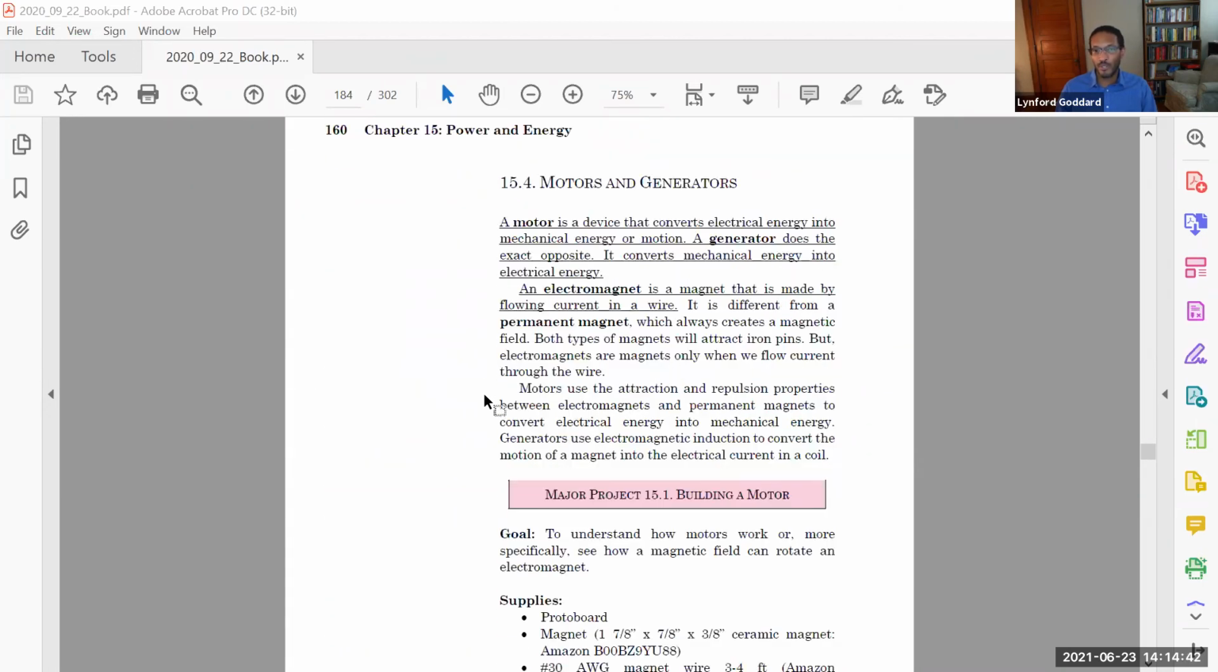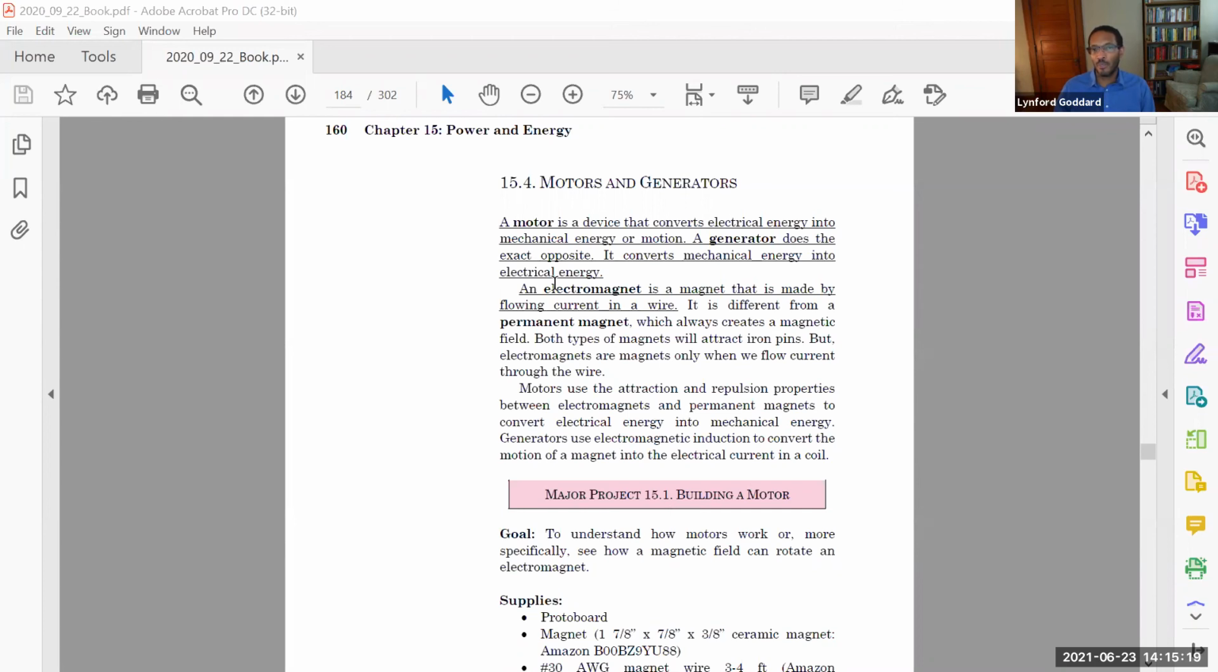Okay, so what we're going to do in just a bit is we're going to build this motor. So we're going to do this major project 15.1. A motor is a device that converts electrical energy into mechanical energy. So we're going to apply the electrical energy from a battery, and we're going to get a wire to spin. That's going to be our motor. The generator does the exact opposite. I don't know if anyone has been on these bicycles that you ride and it turns on the fan or it turns on a light bulb, but you're changing your mechanical energy into electrical energy, which can then power other systems.